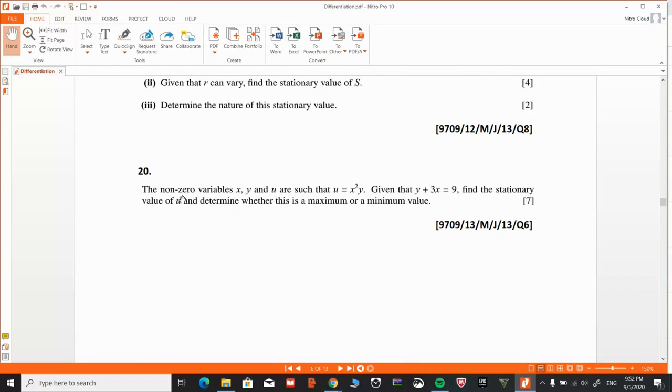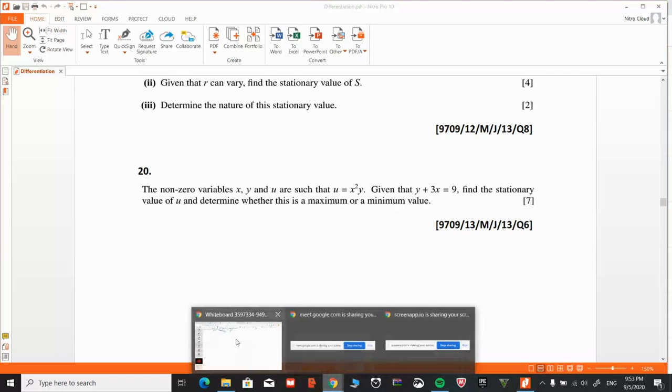ফাইন্ড দ্য স্টেশনারি ভ্যালু অফ u. তার মানে you need to stick to the first formula. Okay, the u has to stay. However, in the first formula there's both x and y. এখন তোমার যেটা করতে হবে, from the second equation, you need to take one of the variables and substitute. তাহলে তুমি u আর ওই ভ্যারিয়েবলটাকে ডিফারেন্সিয়েট করতে পারবা. So let's say I make y the subject. What do I get? y equals to 9 minus 3x.